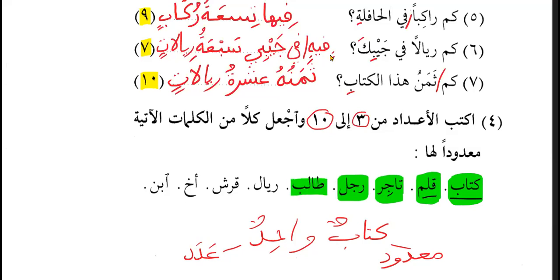زين. طالب. طالب واحد. طالبان اثنان. ثلاثة طلاب. أربعة طلاب. خمسة طلاب. ستة طلاب. سبعة طلاب. ثمانية طلاب. تسعة طلاب. عشرة طلاب. جيد.